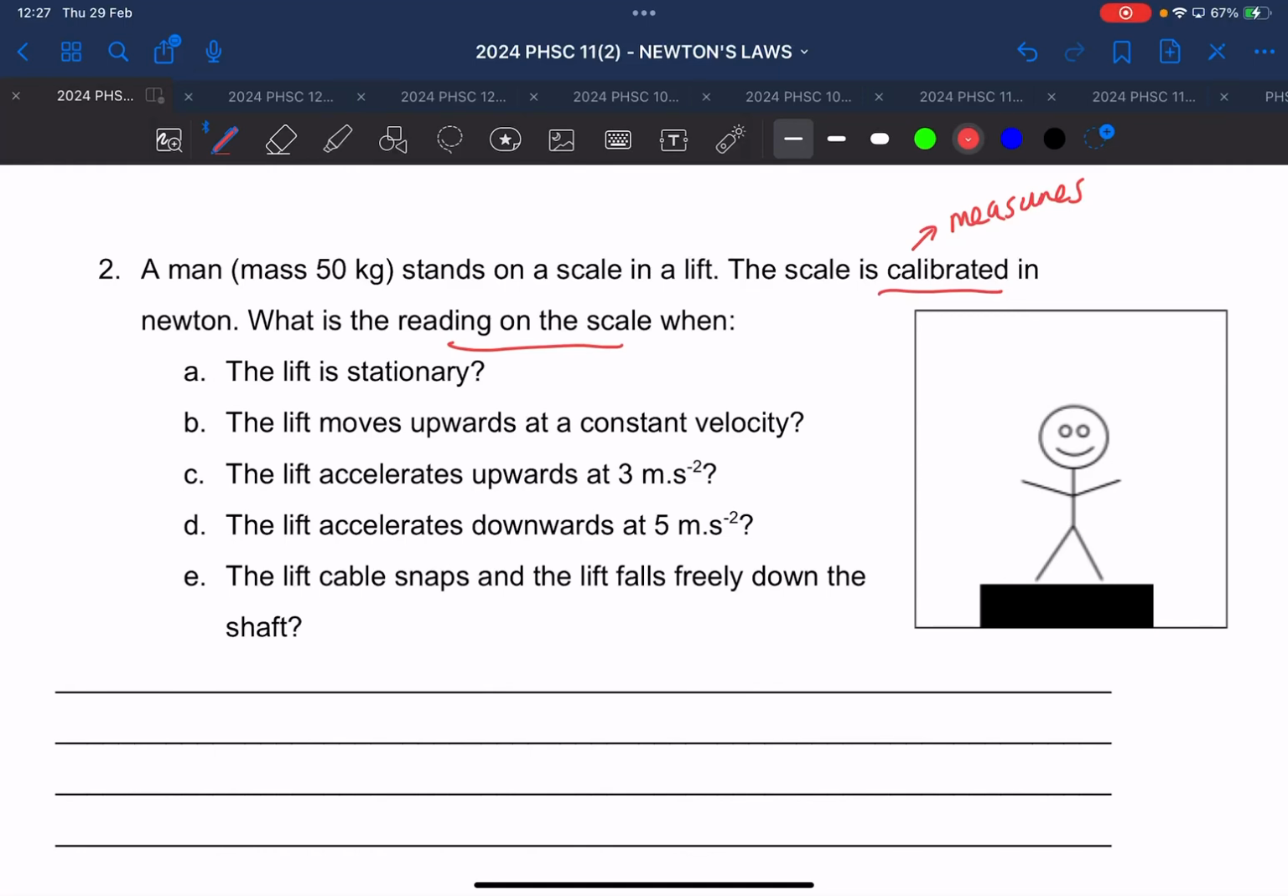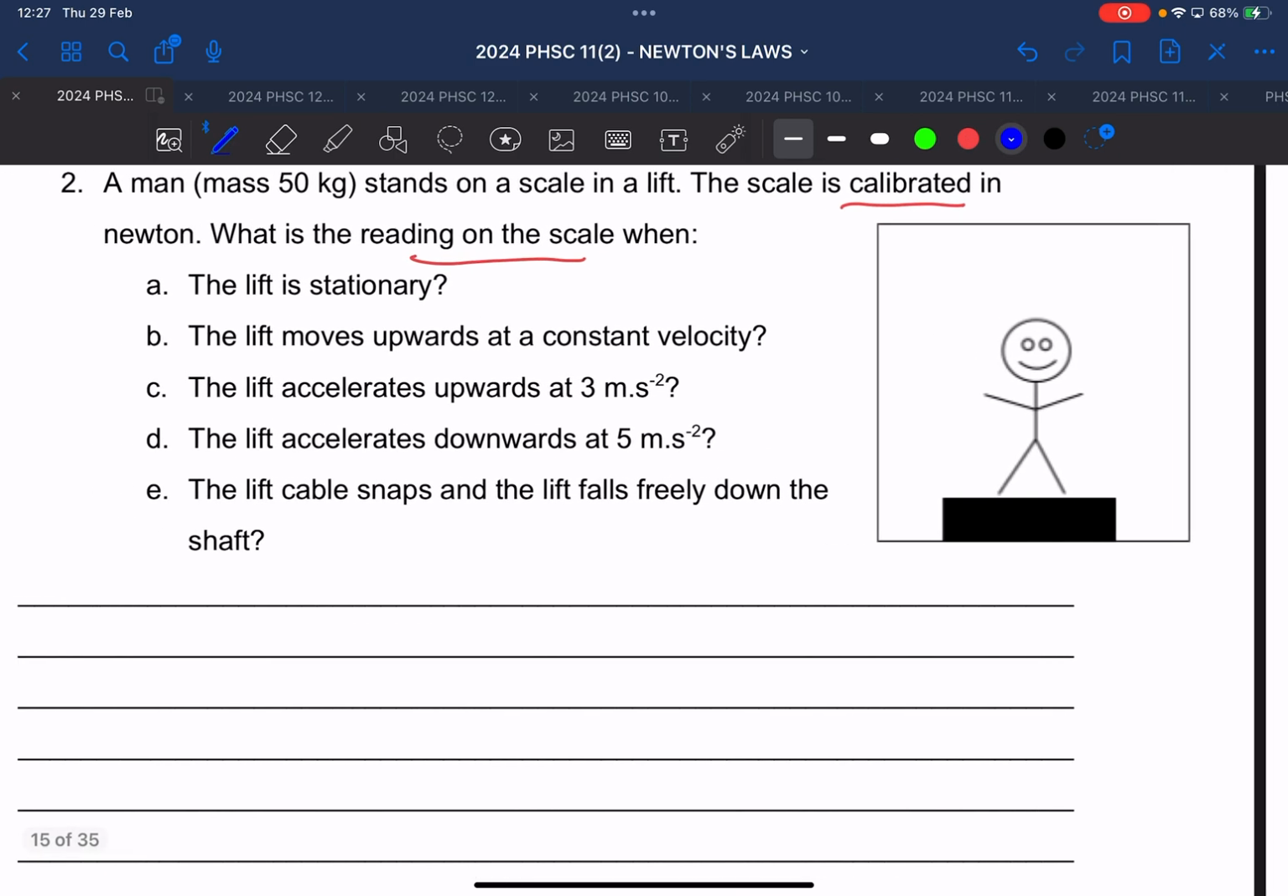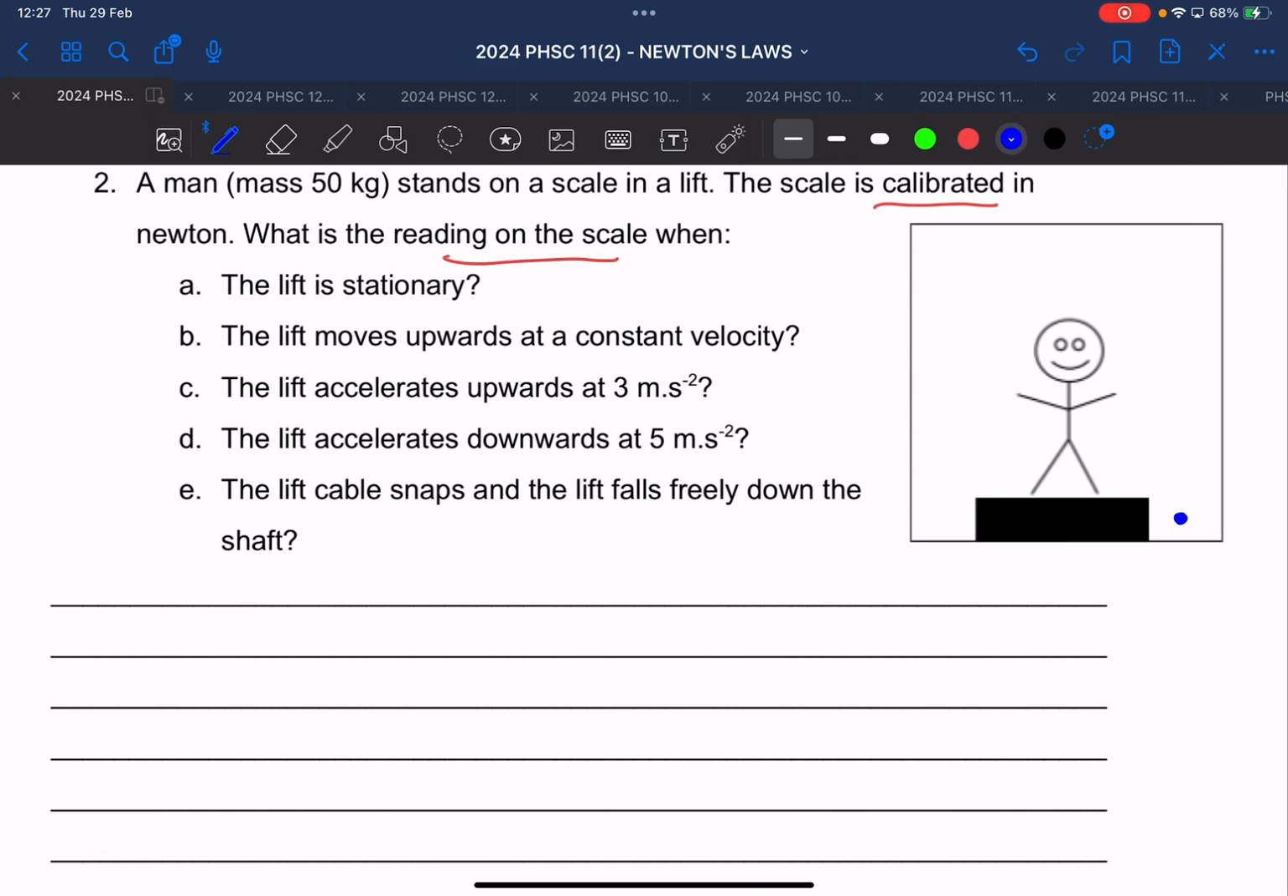Now, before we can answer that question, we must draw a free body diagram. Because how do we calculate the reading on the scale if we don't know where it is in the diagram? Okay, so if you look at the forces acting on the scale, so that's the scale, we have the weight of the object, the person, and then because the scale is touching the floor, there's a force going up from the floor onto the scale.